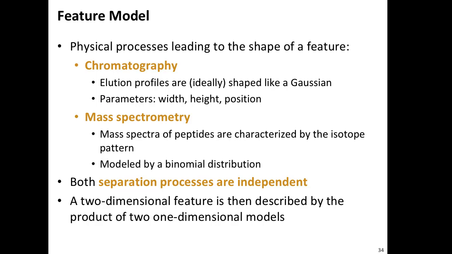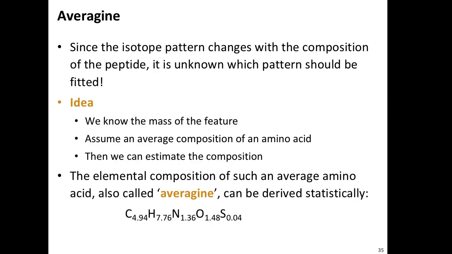In mass spectrometry, we talked about that yesterday. We can just model the intensities by binomial distribution. And the width of these peaks, if we have low resolution, that can be described again by a Gaussian. So we can consider these independent because they're independent separation processes. LC runs totally independent of MS. You do one first and then the other. So we can just assume if we have those two models, we can throw them together, we multiply them, and that gives us a two-dimensional model.